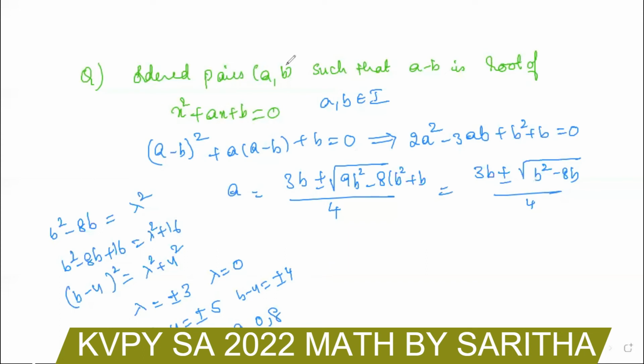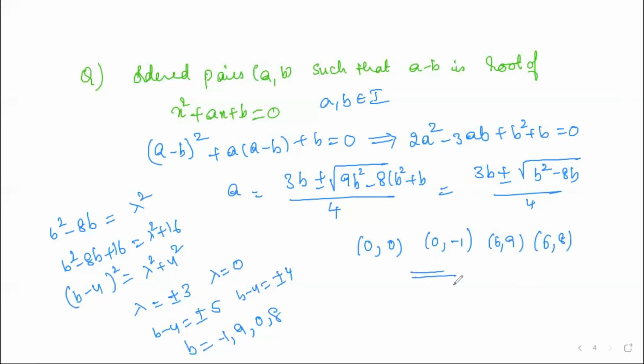So the corresponding A values and the ordered pairs, when we plug in the above equation, we get origin as one ordered pair, 0 comma minus 1 and 6 comma 9 and 6 comma 8. So there are 4 ordered pairs which satisfy this condition.